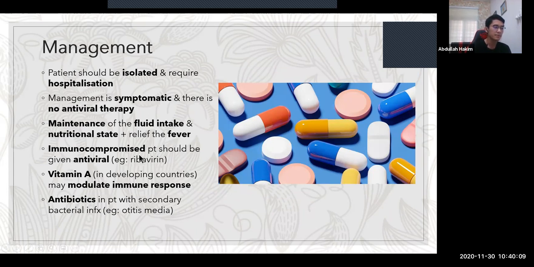But in immunocompromised patients, we should give an antiviral such as ribavirin. In developing countries, we may give vitamin A, which may modulate the immune response. And for patients who present with secondary bacterial infection, we can administer antibiotics, for example in a patient with otitis media as a complication of the infection.